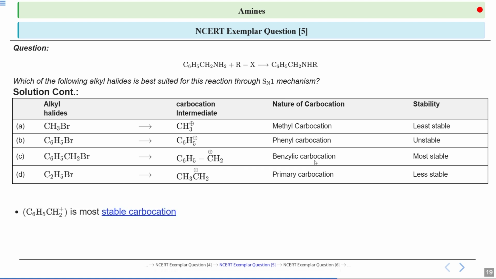Now if we see further, we will see that this, which is a benzylic carbocation, is the most stable carbocation. This is because of the resonance stabilization. Why? Because it is stabilized by resonance. So therefore option number C is the correct option for this question.